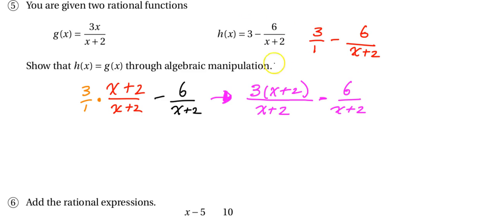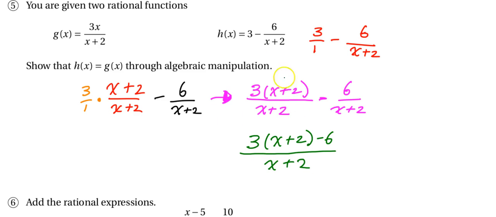Now that these pink fractions have the same denominators, I can actually just push everything together and rewrite it as 3 times x plus 2 minus 6, all over x plus 2. If I then distribute this 3 inside of the parentheses, what I'm going to get is 3x plus 6 minus 6 in the top, and I can see that the 6's would cancel out, and then it would still be over x plus 2.